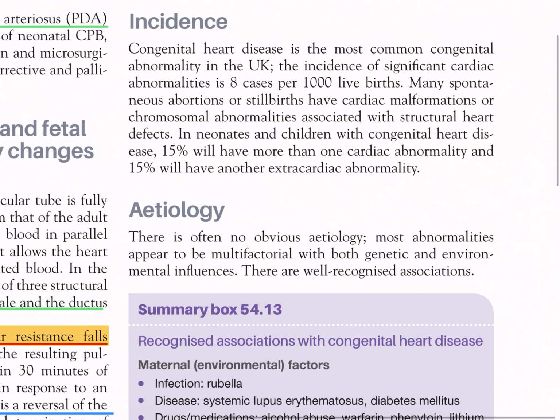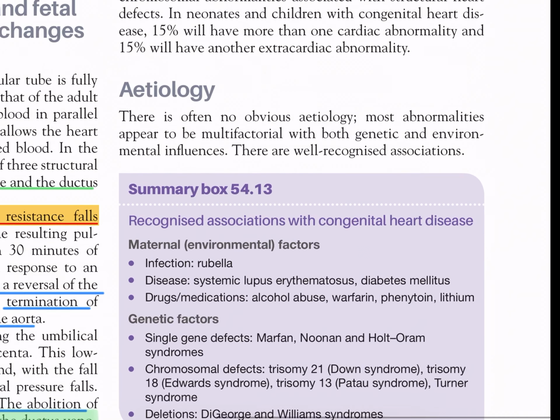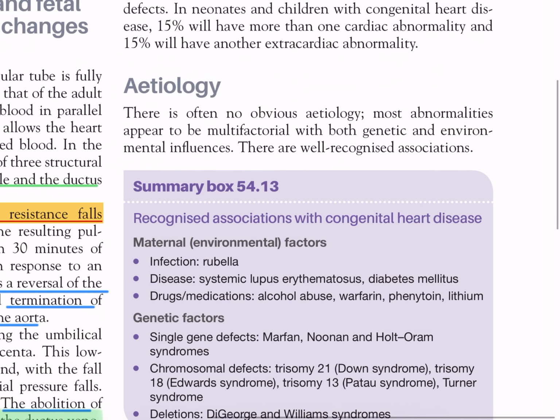Incidence. Congenital heart disease is the most common congenital abnormality in the UK. The incidence of significant cardiac abnormalities is 8 cases per 1,000 live births. Many spontaneous abortions or stillbirths have cardiac malformations or chromosomal abnormalities associated with structural heart defects. In neonates and children with congenital heart disease, 15% will have more than one cardiac abnormality and 15% will have another, extracardiac abnormality.